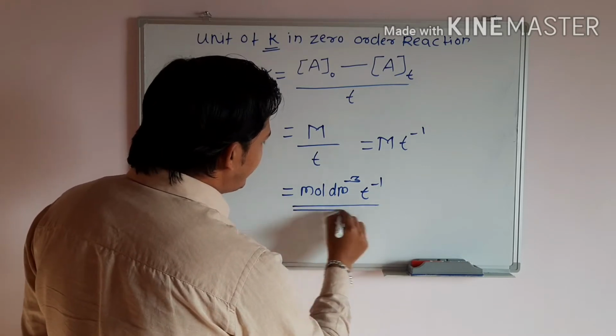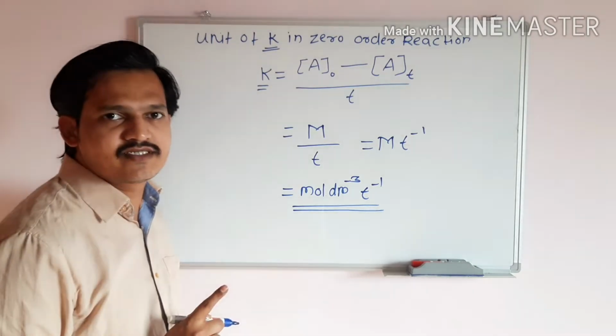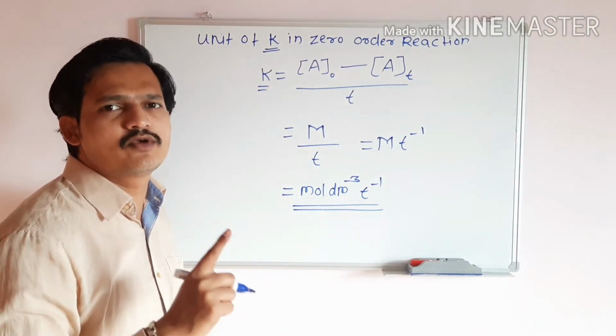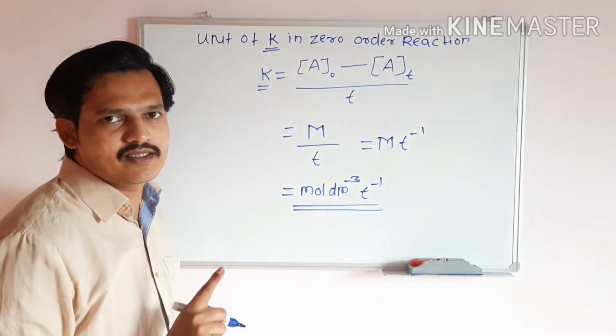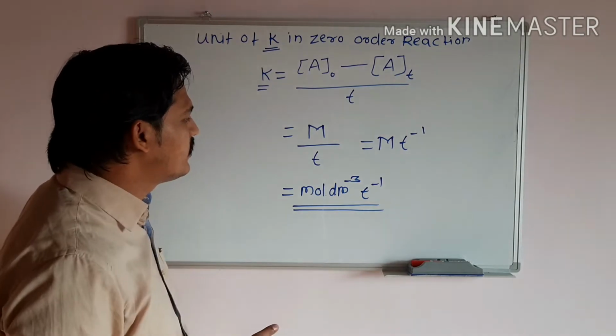Molarity means mole per dm cube. Molarity means 1 mole of substance is dissolved in 1 dm cube of solution or solvent. 1 mole of substance dissolved in 1 liter of solvent is called molarity.